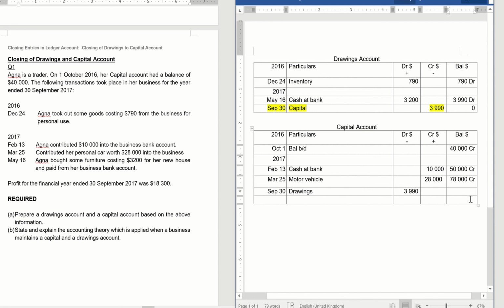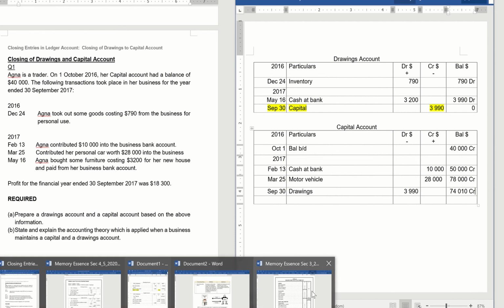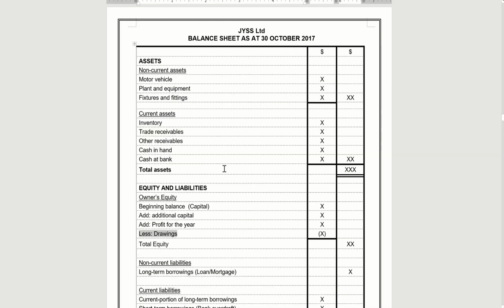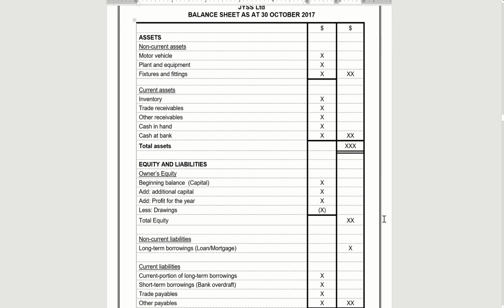You can actually take 78,000 minus 3,990. You will get 74,010 CR. So are we done? If you look at the question carefully, there is actually profit for the year. It's given as 18,300. Do we need to include profit into the capital account? If you are unsure, go and take a look at the owner's equity again.